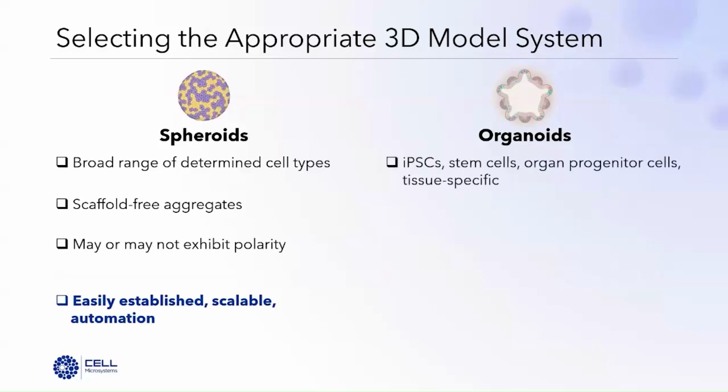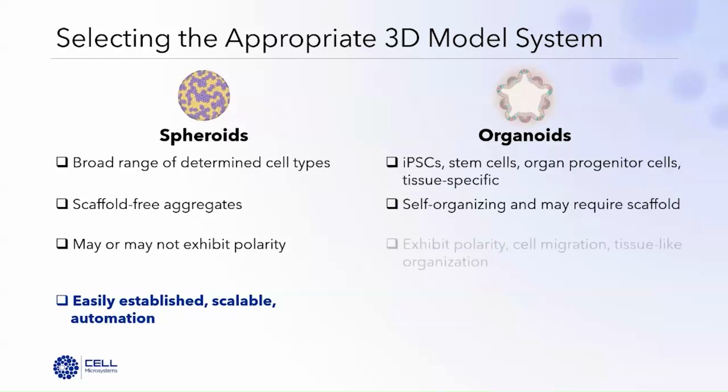Organoids, on the other hand, are derived from stem cells. These are either the iPSCs we've discussed, adult stem cells, or organ progenitor cells, and these cells, through cell signaling cues, can be directed down tissue-specific lineages to contain multiple cell types, just like our tissues do. These are self-organizing, and sometimes they require scaffolds like extracellular matrices or hydrogels.